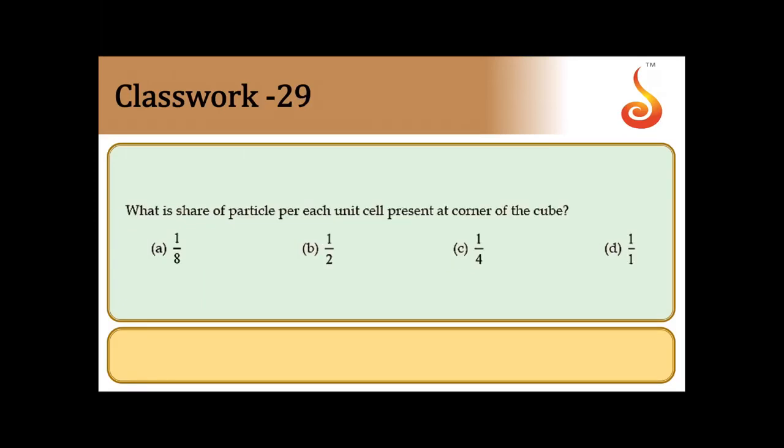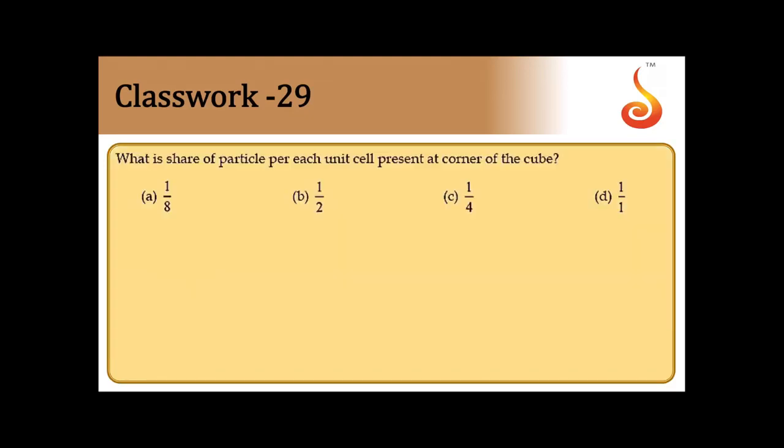Then the 29th one now. What is the share of a particle per unit cell present at the corner of the cube? At the corner of the cube, the corner is shared by 8 unit cells. Therefore, 1/8 is the contribution towards a unit cell. So the answer is 1/8. And 1/4 comes to edge-centered, and a body-centered one contributes completely. So 1/8 is the contribution by a corner, 1/2 by a face center, 1/4 by an edge center, and 1 by a body center. So the answer is option A.